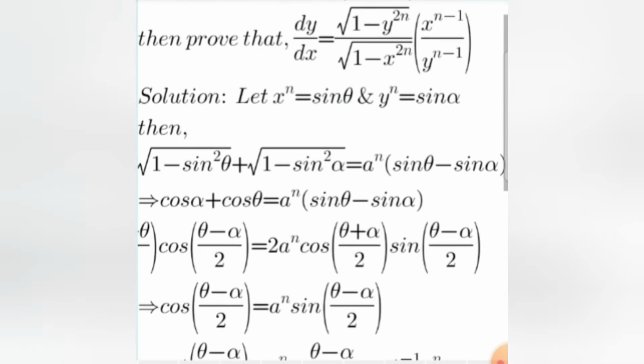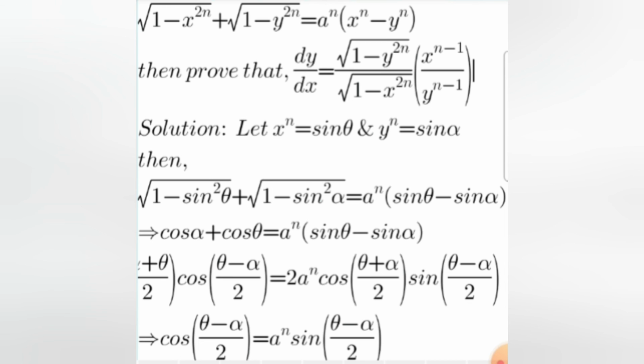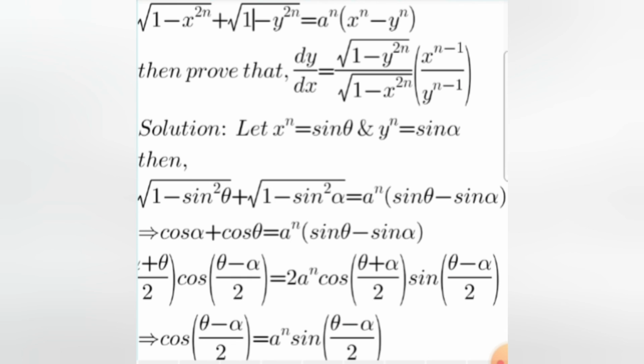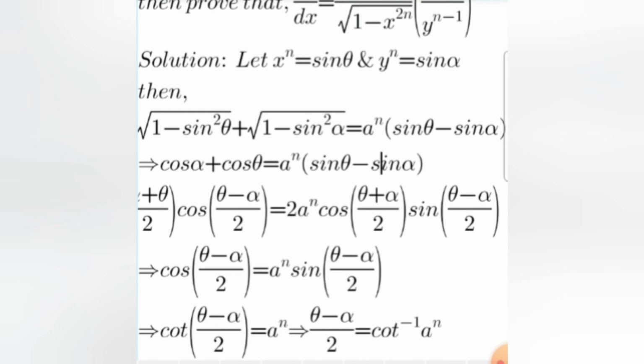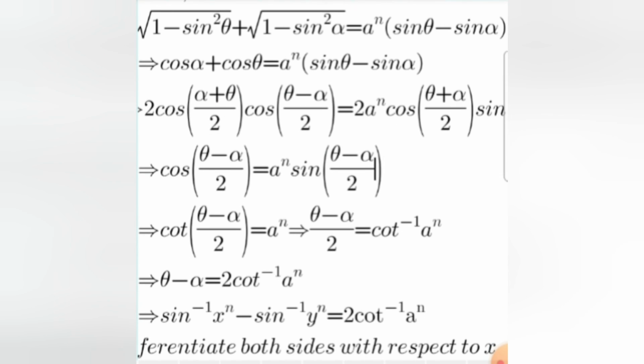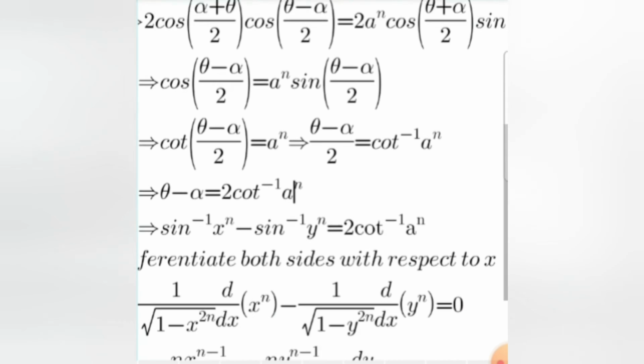See, this is our question. First we let x to the power n equal to sin theta, y to the power n equal to sin alpha, and put this in the equation. Then we get the equation in theta and alpha. Then apply the cos C plus cos D and sin C minus sin D formulas, and on both sides the cos of theta plus alpha by 2 are cancelled, and also the factor 2 and 2 are cancelled out. Then we divide by sine of theta minus alpha by 2 on both sides, and we get cot of this equal to a to the power n, and transfer to the right hand side, written as cot inverse, and multiply by 2 to get this equation.